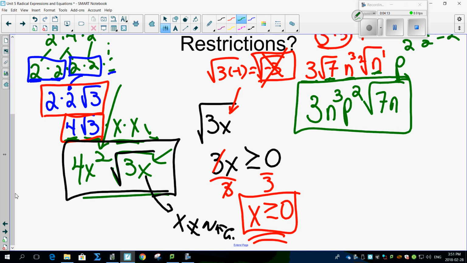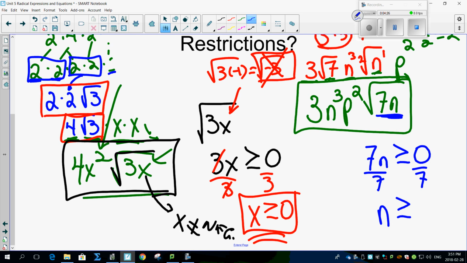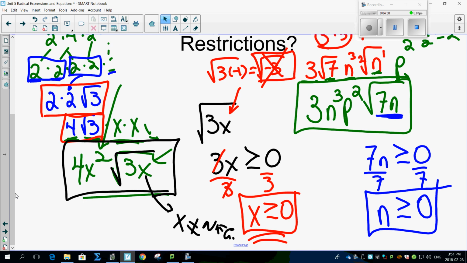So look at this last one over here. You have 7n. You know that it can't be negative, so it's got to be greater than or equal to 0. Divide by 7, divide by 7. Guess what? N cannot be negative. That is your restriction. So that's one extra little thing you have to deal with, especially when you're dealing with radicals and variables underneath the radical.